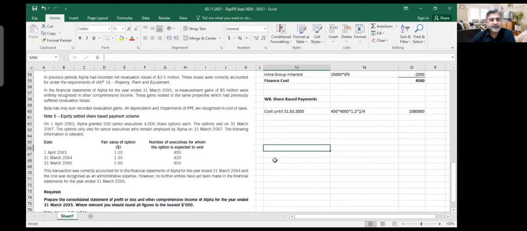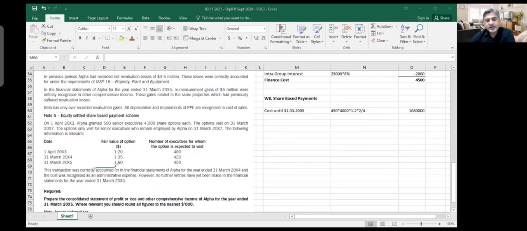Now, if you read here, it says the transaction was correctly accounted for in the financial statements of Alpha for the year ended 31st March 2004, which means in the previous year they calculated and recorded it correctly, and the cost was recognized as the administrative expense. So this goes to administrative expense. However, no further entries have been made in the financial statements for the year ended 31st March 2005. So second year entries we did not make. So now this is for 2 years. We know that the first year they already recorded it, and they recorded it correctly.